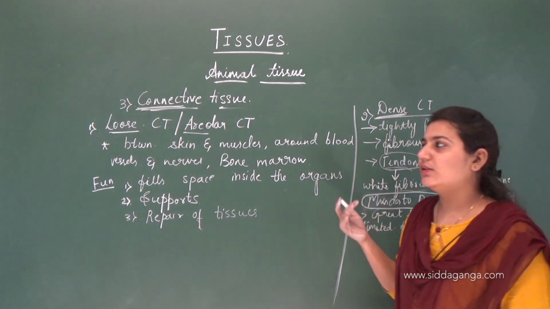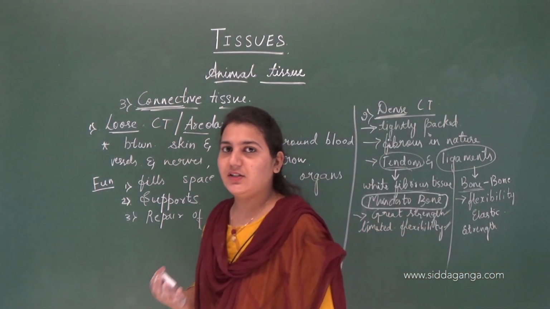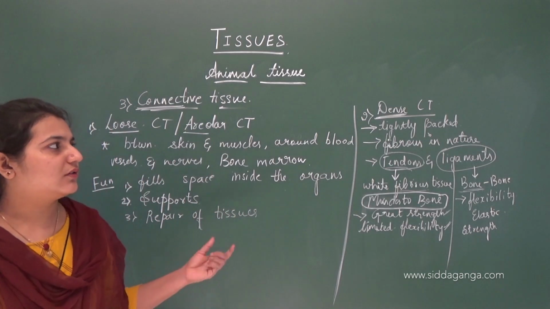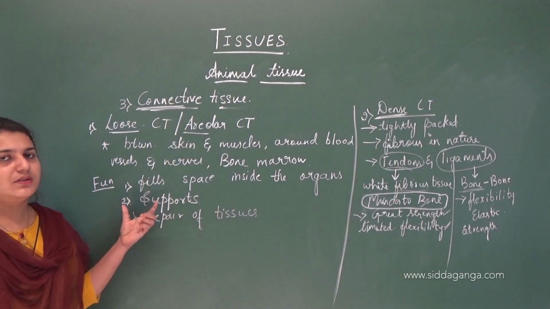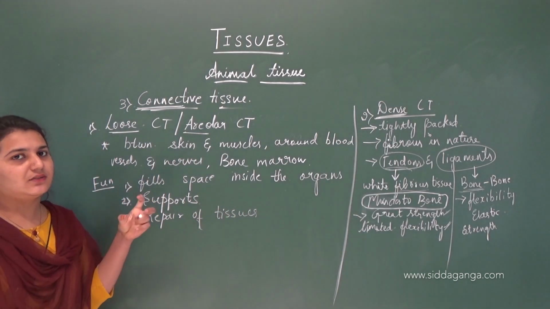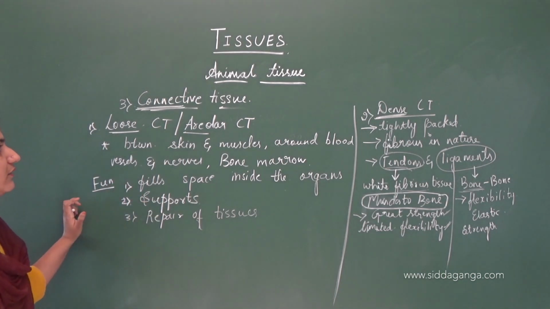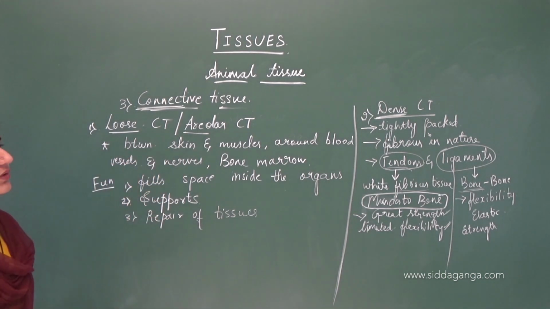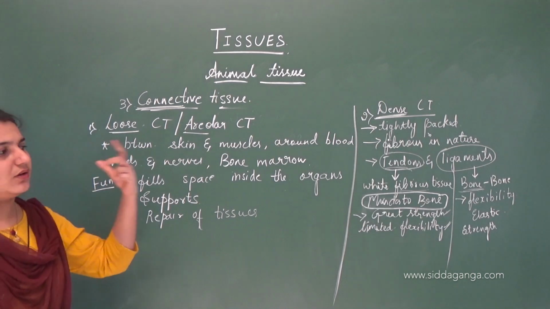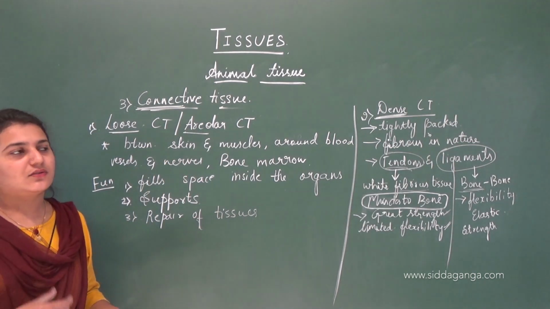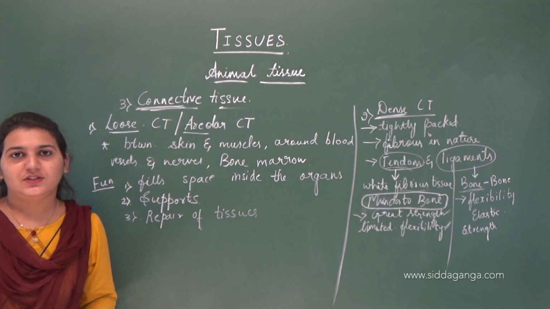So this is about the loose and dense connective tissue. Loose or areolar, where air bubbles are present, or you can just say loose connective tissue, and that is about the dense connective tissue, majorly because of tendons and ligaments. So now let us see about this adipose tissue.